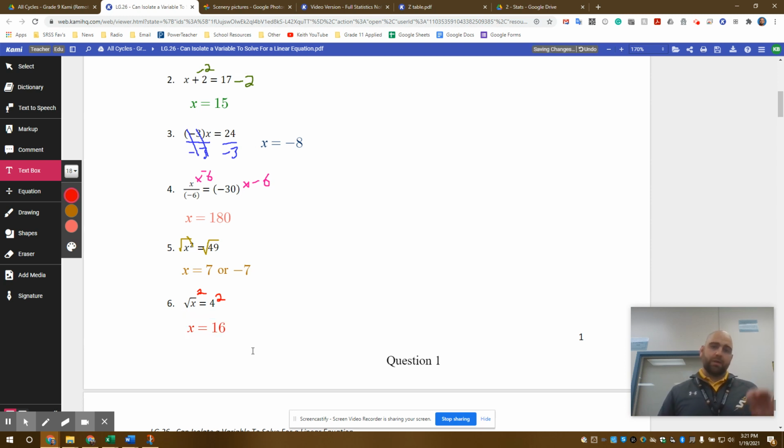Now I want you to work through question 1. It is a bit of review from the previous lesson, but again, it goes through the steps and operations that we use to remove certain values from an equation.